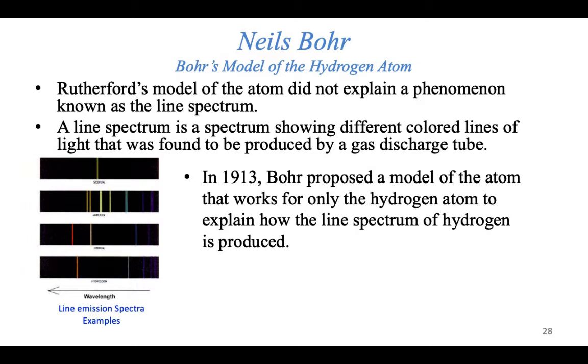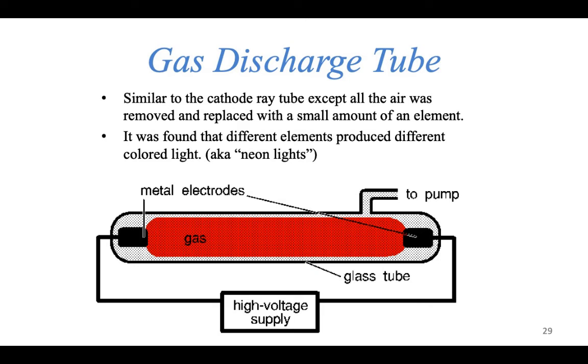To understand Bohr's model, we need to know a little bit about gas discharge tubes and line spectra. It was found that if you build a cathode ray tube where all the air is removed and replaced with a small amount of an element, it produced different colored light. These are now commonly known as neon lights.